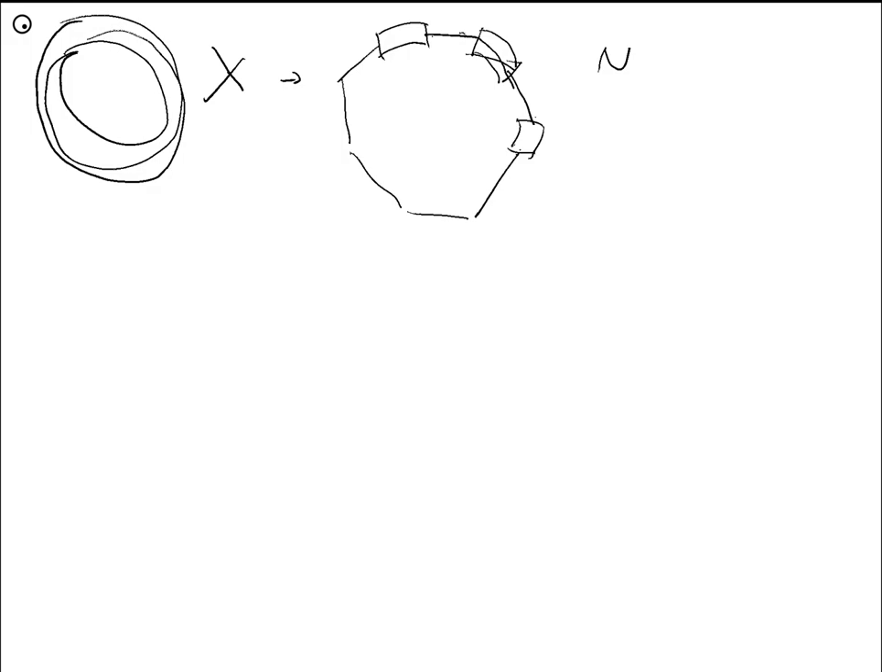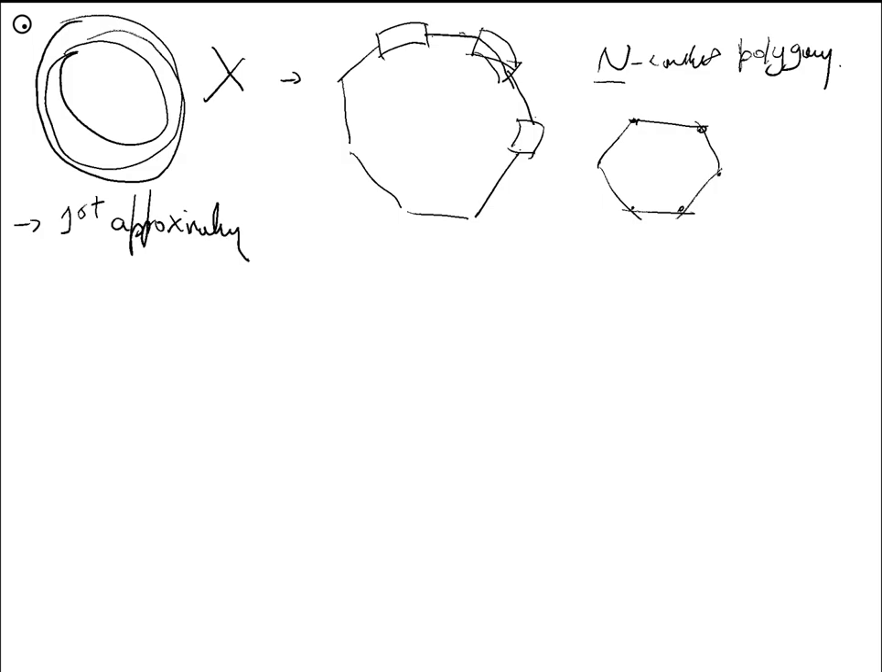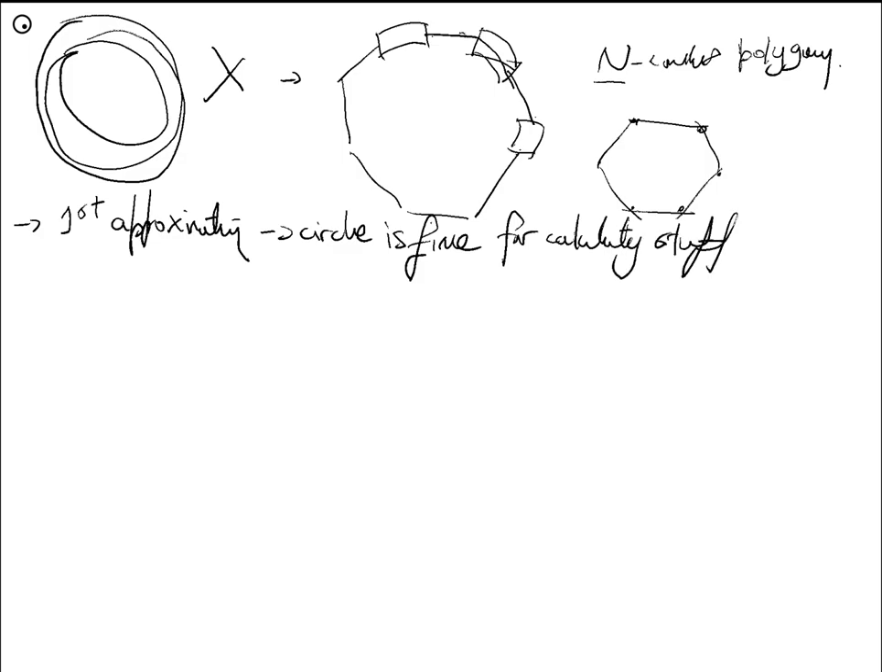So it's technically a cornered polygon. It's not really a perfect circle, and in the end it just depends on the number of dipoles. So it might look like this, and the more dipoles there are, the closer to a circle it will look. So yeah, but as a first approximation, a circle is fine for calculating stuff. Okay, a little bit of an overview of that.